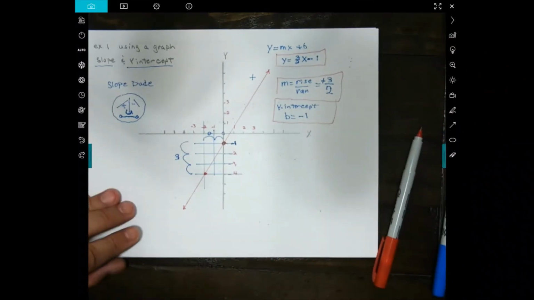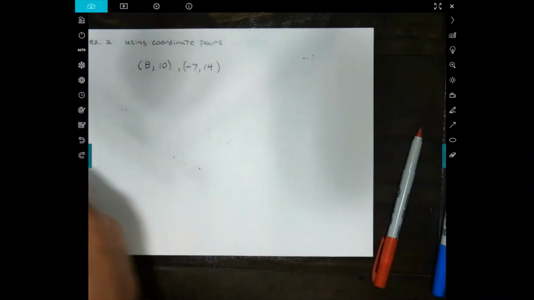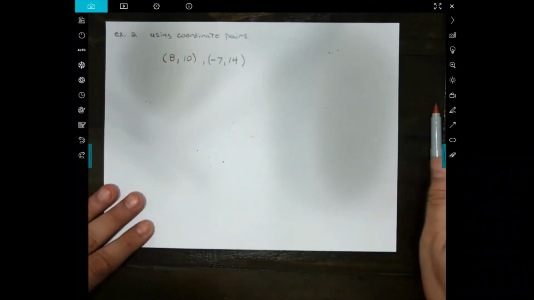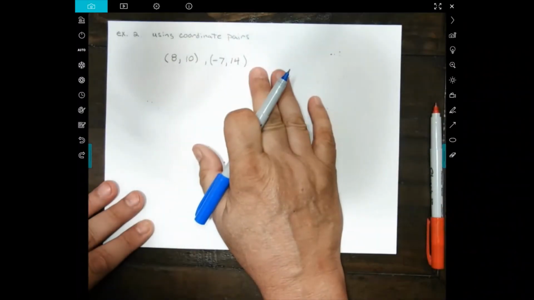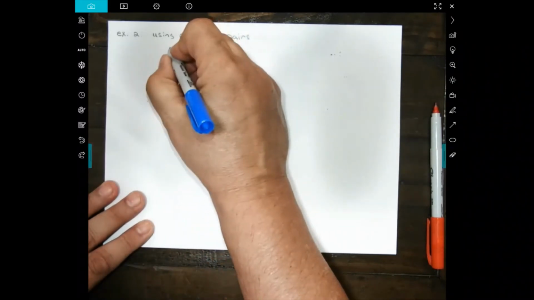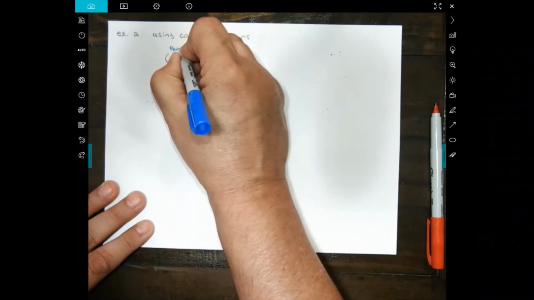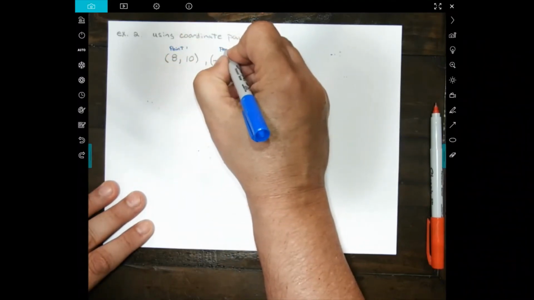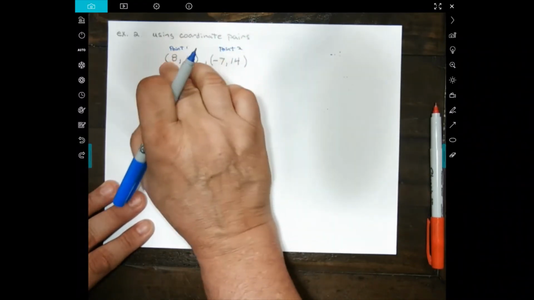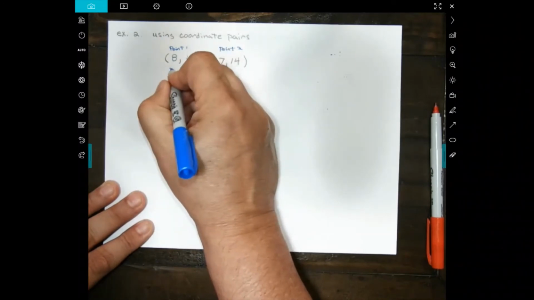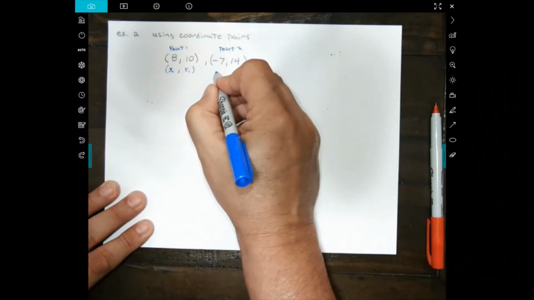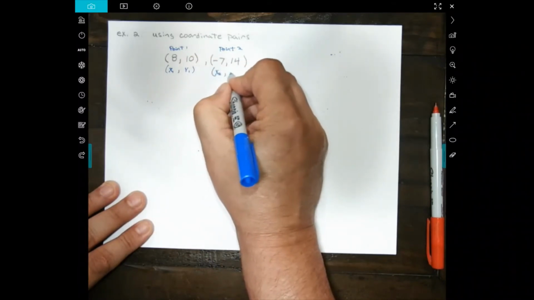Now let's go to the next example. This time, I want to use a set of coordinate pairs. Okay? We have 2 points, 2 coordinate pairs, and we need to choose one as point 1 and one as point 2. So I'm just going to choose this one as point 1, and this one is point 2. And then I know this is x. X comes first, alphabetically, x and then y. So this is going to be point 1, so it's x1 and y1. And on point 2 here, this is going to be x2 and y2.